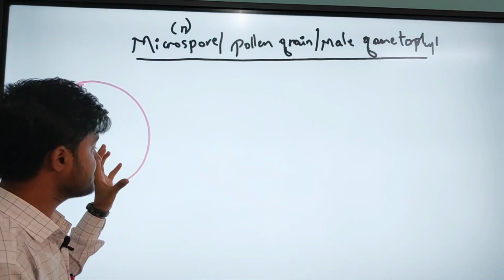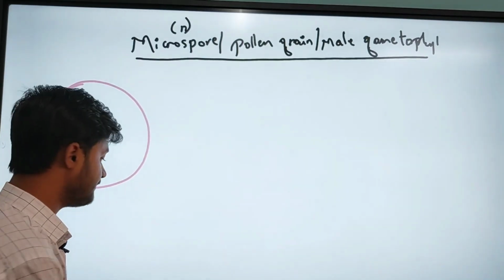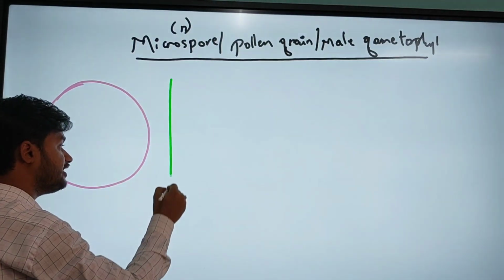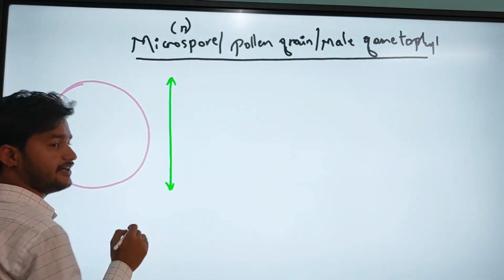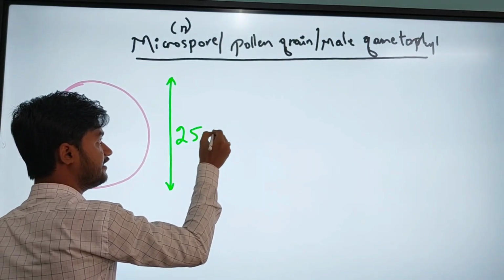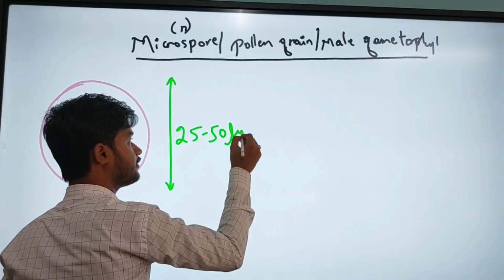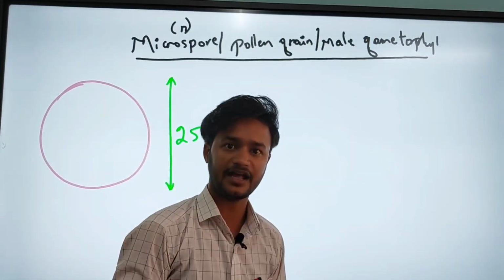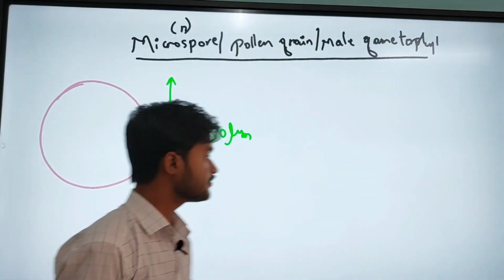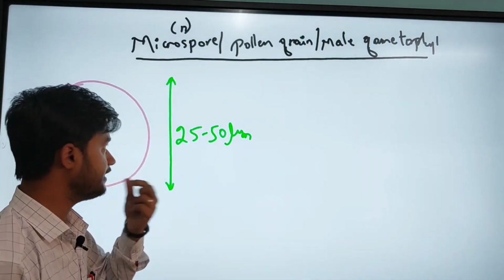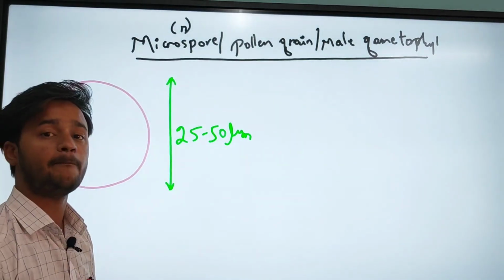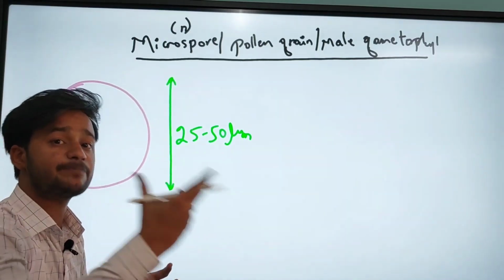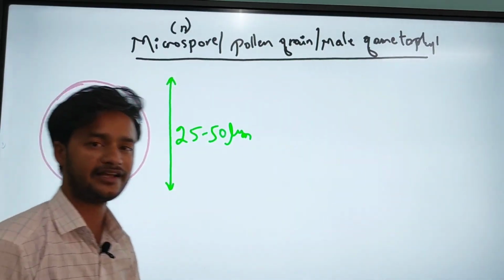Okay, the size of the pollen grains is measured at about 25 to 50 micrometer in diameter, or microns, right? So the diameter of the pollen grain is 25 to 50 microns, and most of the species produce spherical shaped pollen grains.